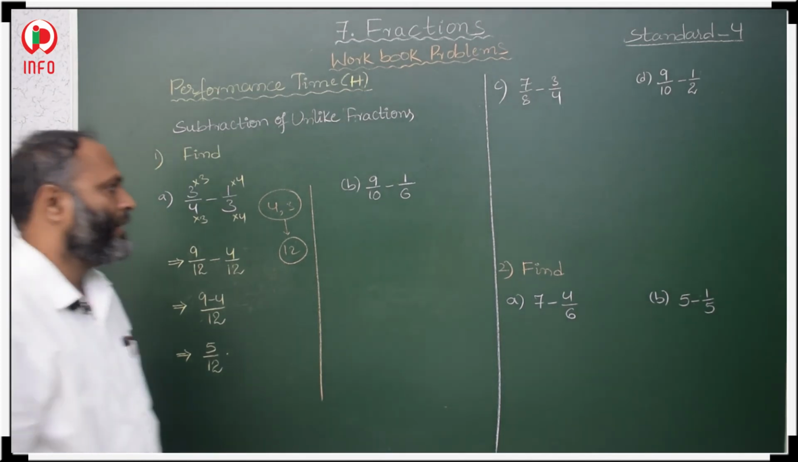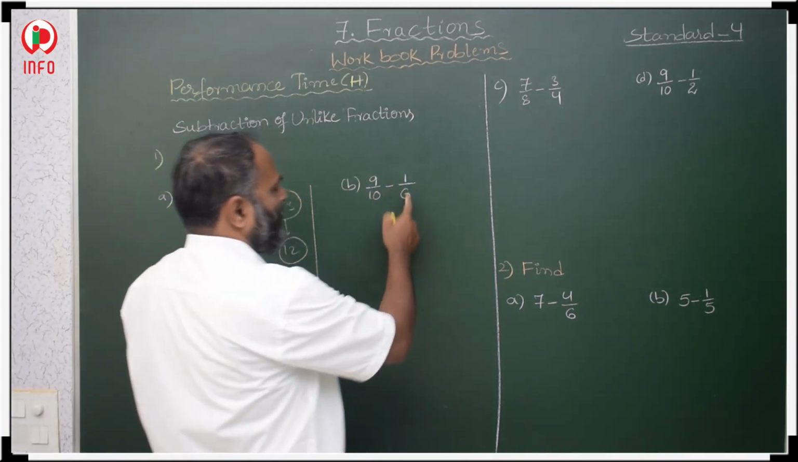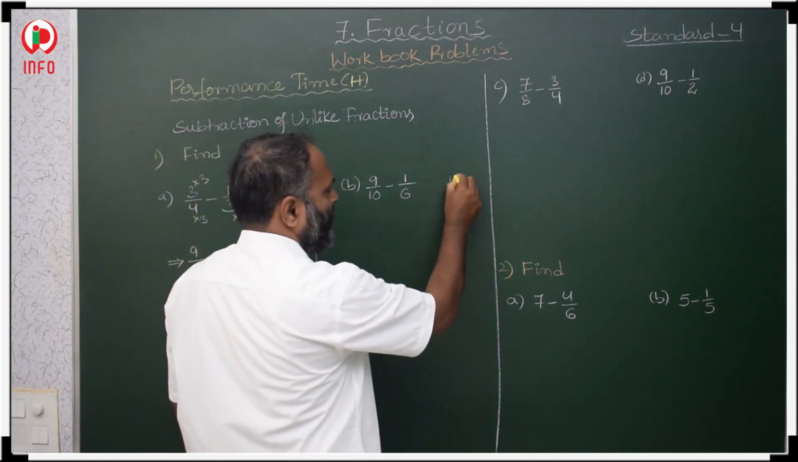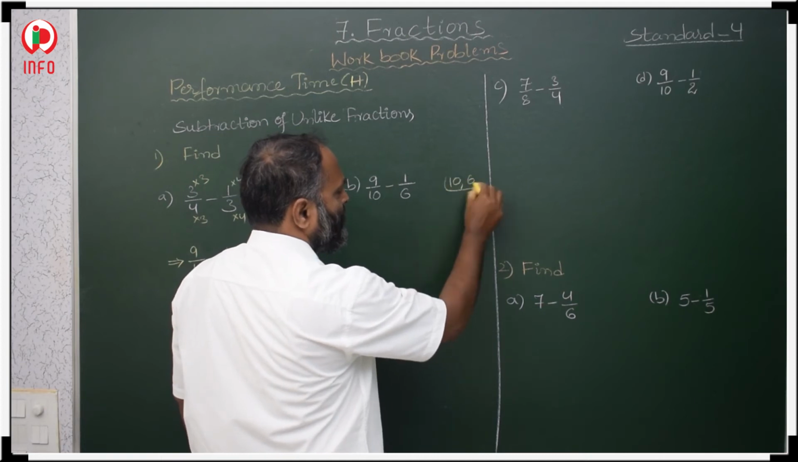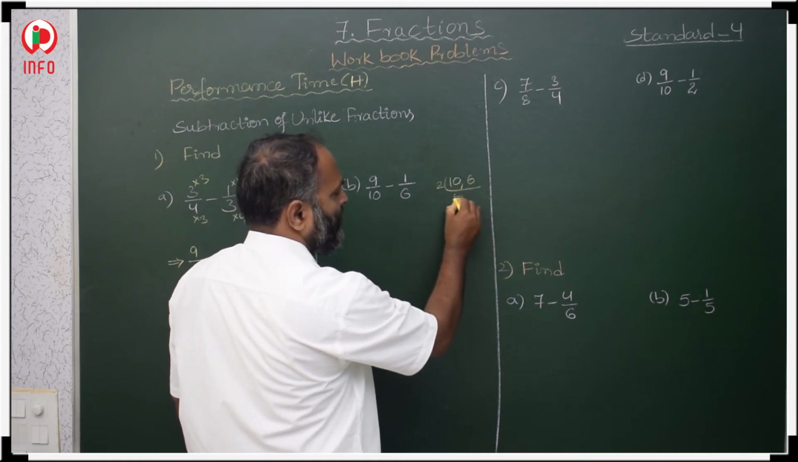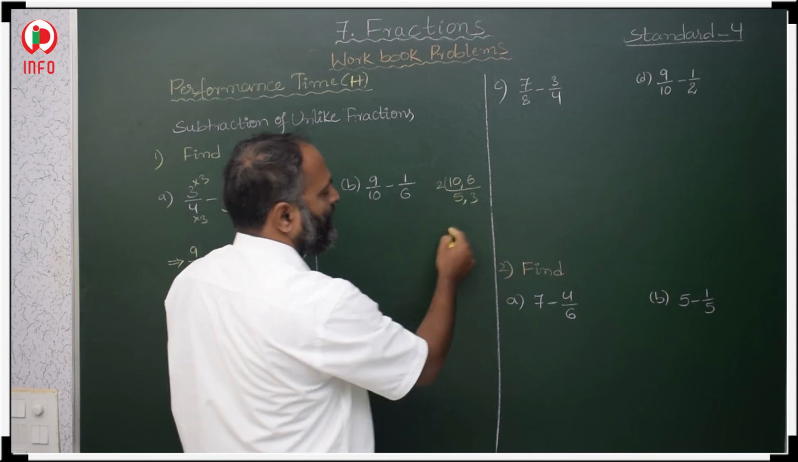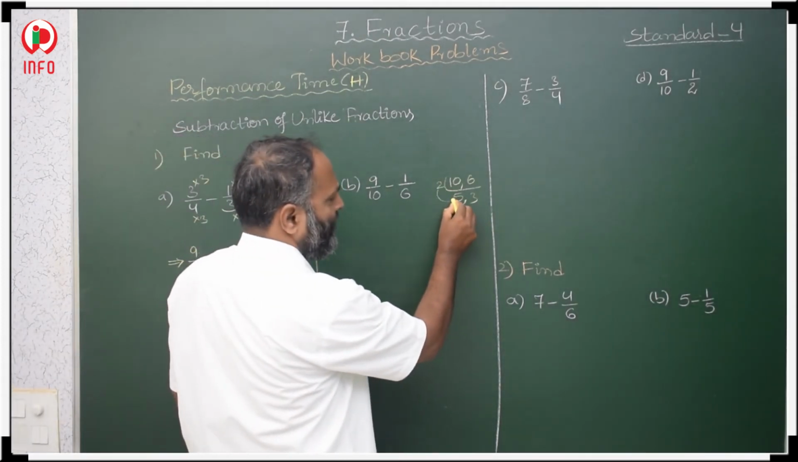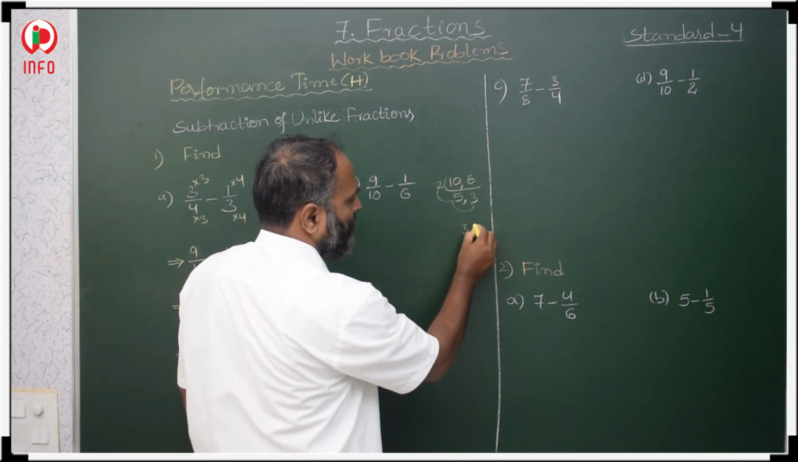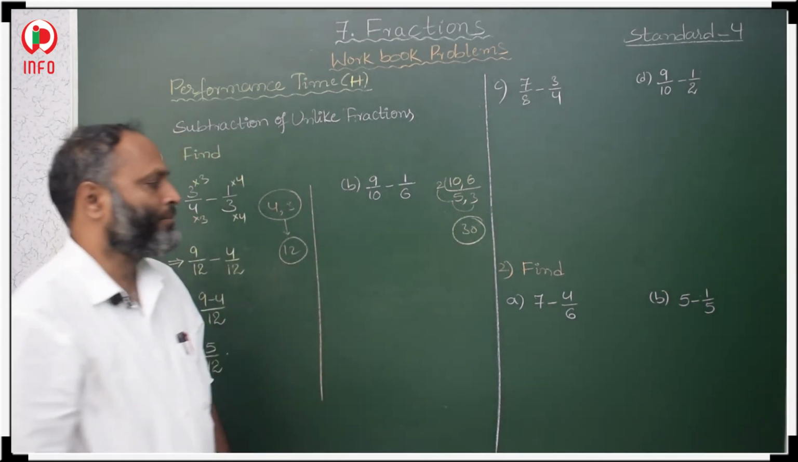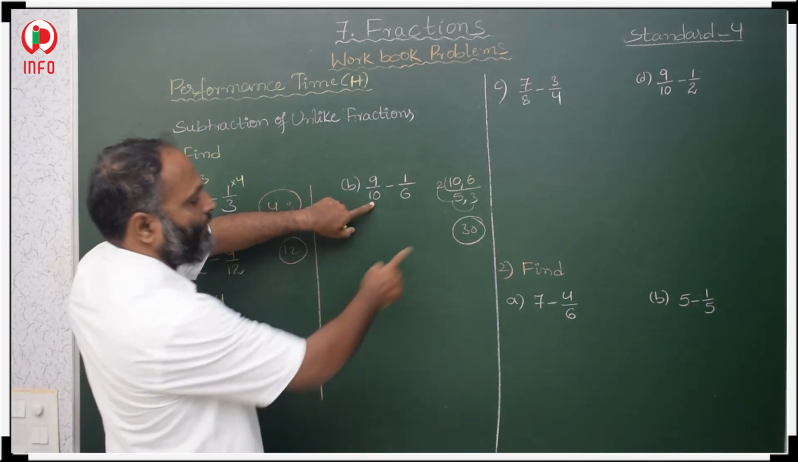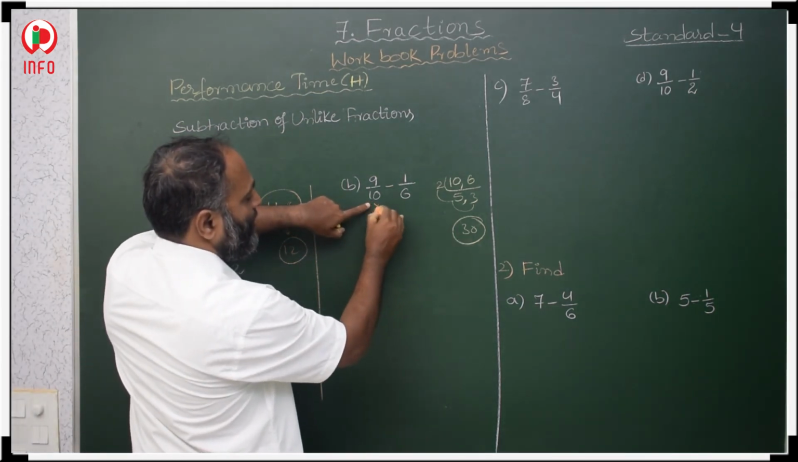In the next, 9 by 10 minus 1 by 6. Here we have to find the LCM of 10 and 6. These two are even numbers, so we divide with 2. 2 5s are 10, 2 3s are 6. Now these two are prime numbers, now you stop. 2 5s are 10, 10 3s are 30. 30 is the LCM.